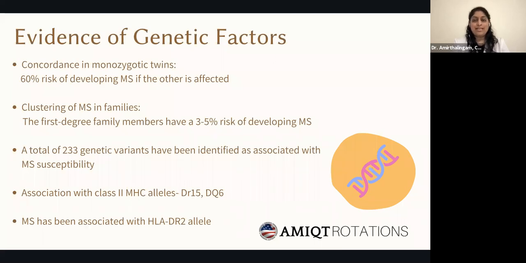Furthermore, clustering in the families has also been noted. First-degree family members have a 3 to 5% risk of developing multiple sclerosis. To date, a total of 233 genetic variants have been associated with multiple sclerosis. Also, the DR15 alleles, DQ6, and also the HLA-DR2 allele.